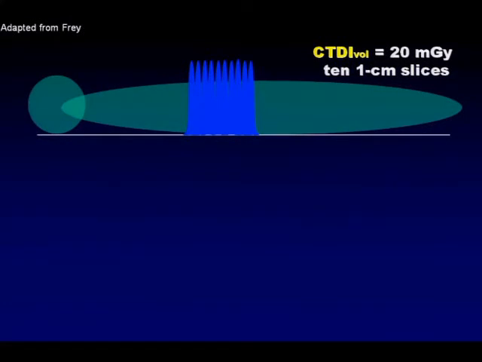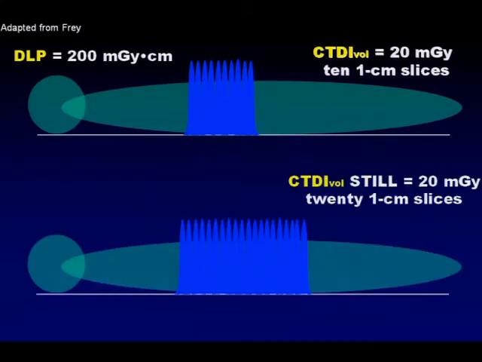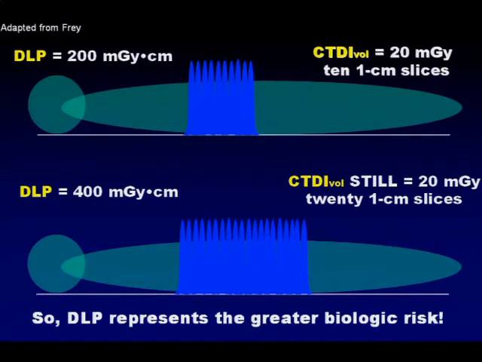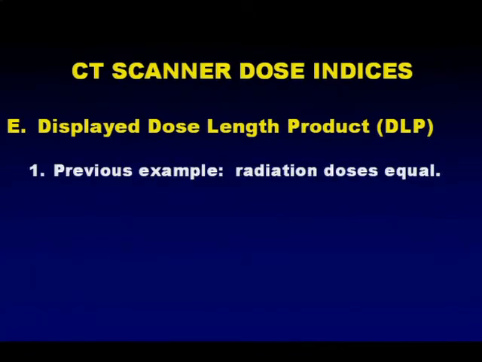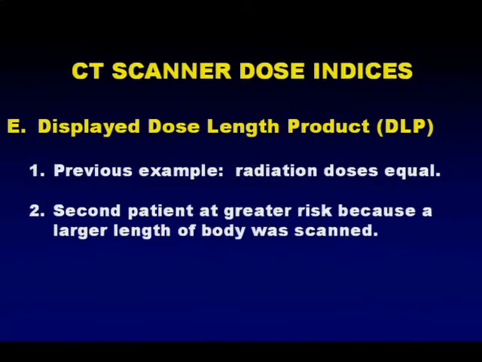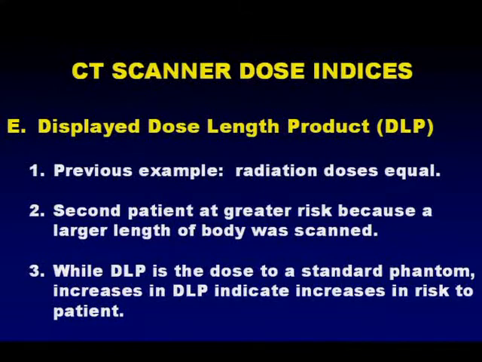But we can use it to say something about risk. If we give a patient 10 slices of CT radiation and we have a CTDIvol of 20 milligray, we're going to have a DLP of 200 milligray centimeter. If I double the number of slices, my CTDIvol is still 20 milligray, but my DLP is going to be 400 milligray centimeters. So it does give us a representation of how we change technique and how that might affect the biological risk. So, in my previous example, my radiation doses were equal, but the second patient's at a greater risk because of the larger length of body that was scanned. And while DLP is the dose to a standard phantom, that can be used to indicate an increase in dose to the patient as a function of parameter changes.